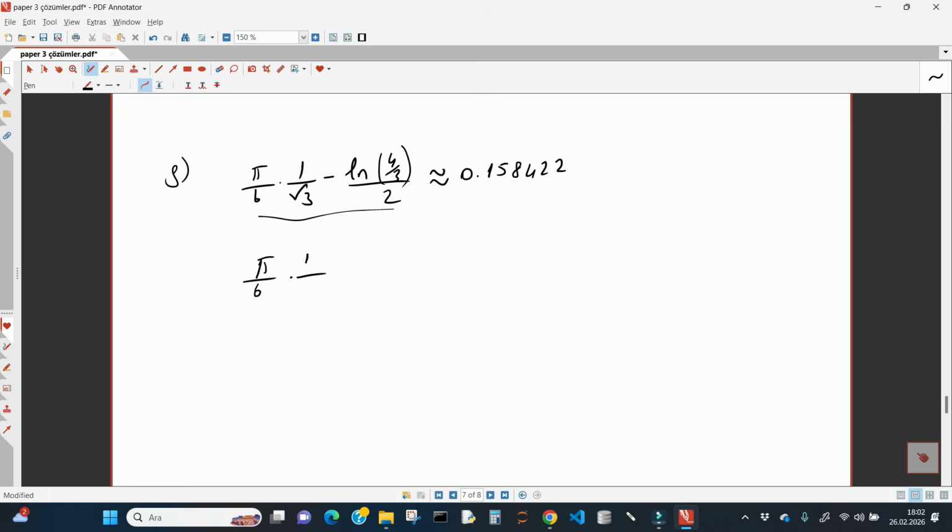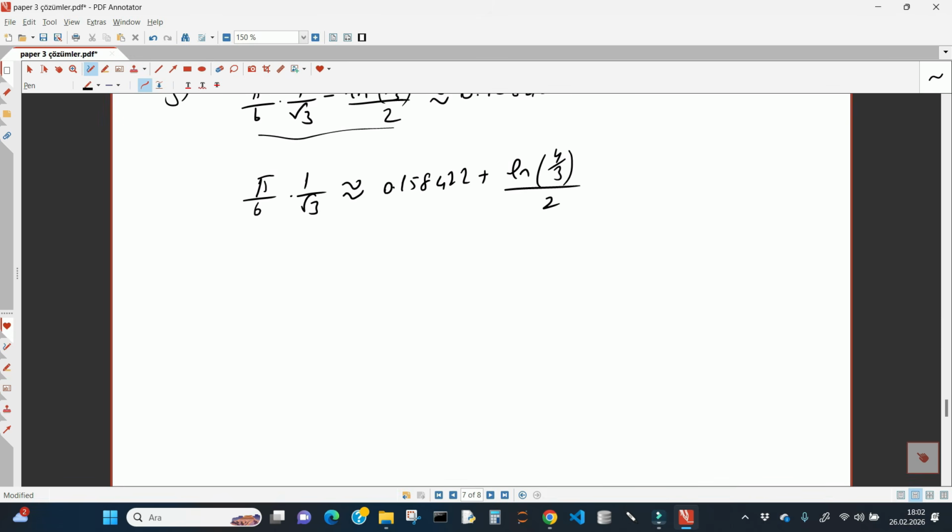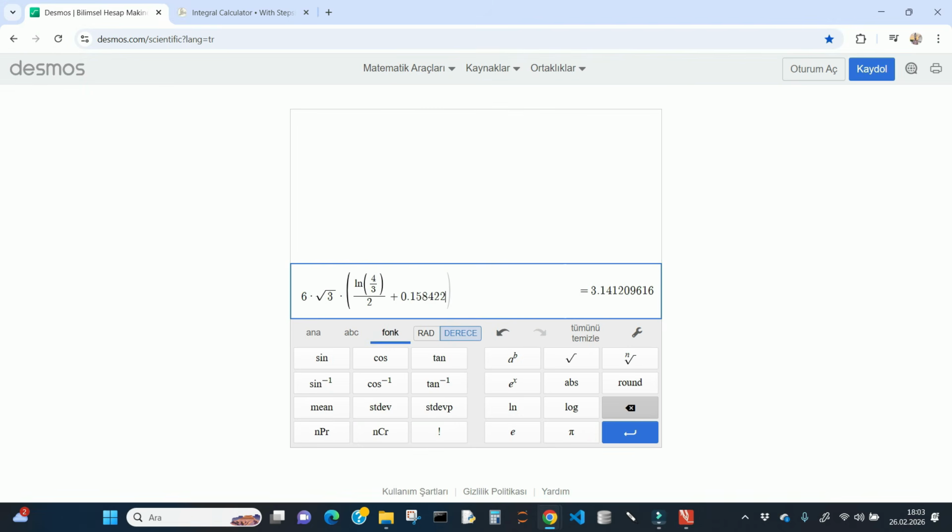Because pi over 6 times 1 over square root of 3 will be approximately this value plus ln of 4 over 3 divided by 2. From here you can also say pi will be approximately 6 times square root of 3 times this value plus ln of 4 over 3 divided by 2. Let's find the approximate value of pi. Okay, this is approximately 3.1412.